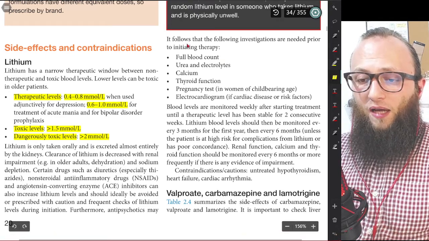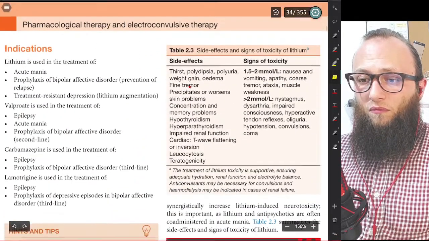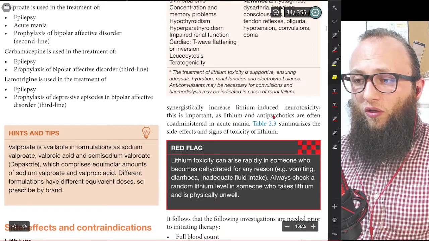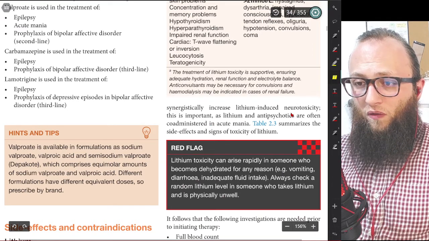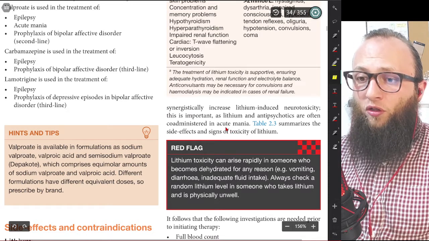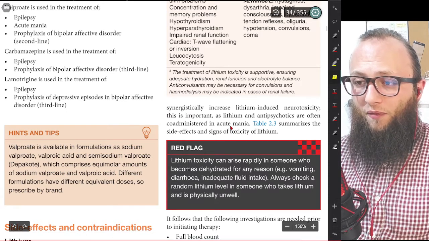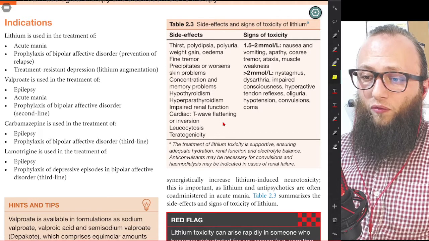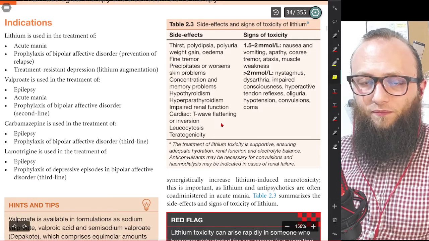Furthermore, antipsychotics may synergistically increase lithium-induced neurotoxicity. This is important as lithium and antipsychotics are often co-administered in acute mania. Here we have this table that summarizes the side effects and signs of toxicity of lithium.